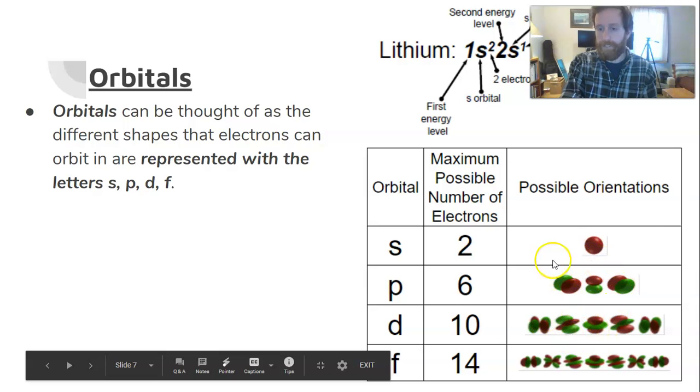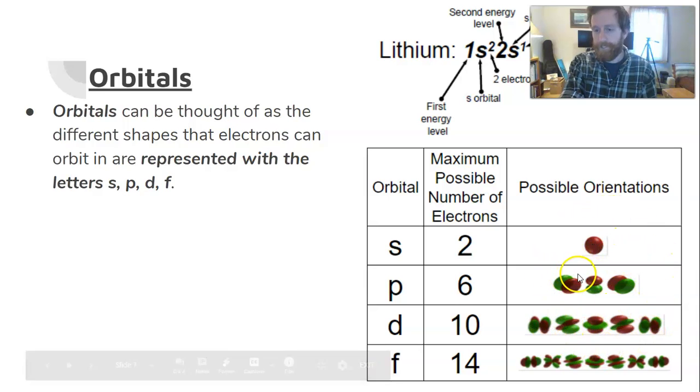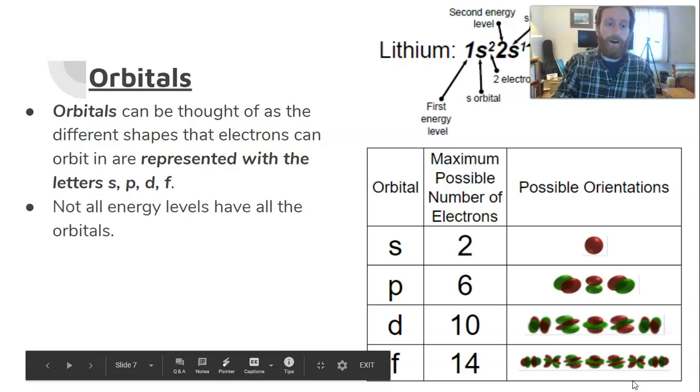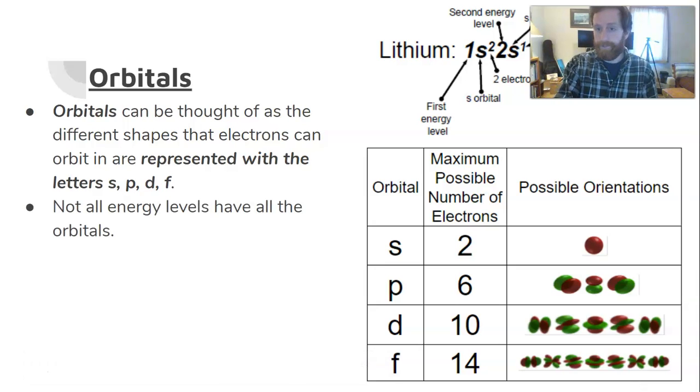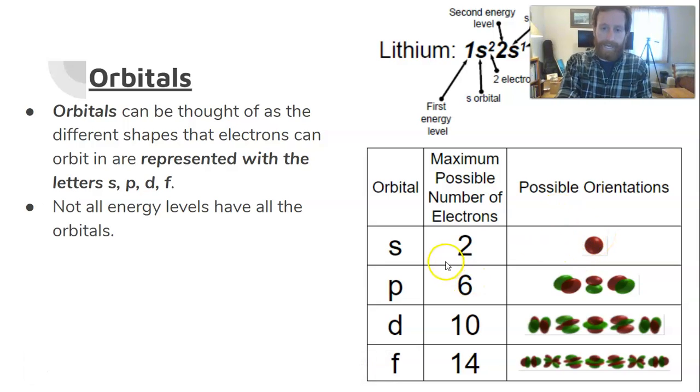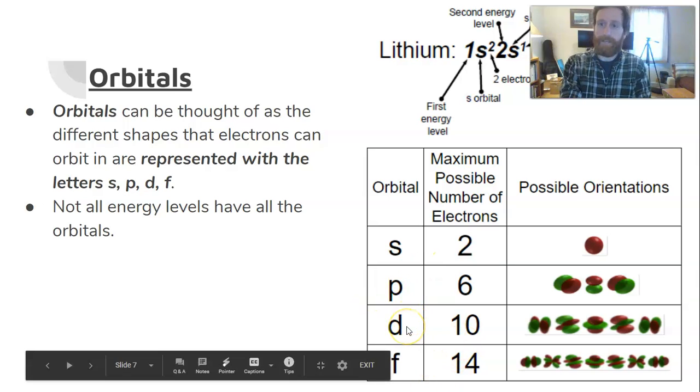And here in this image, you can see those different possible orientations. S is just spherical, but as you move into the other letters, the shapes get more complex. So P I kind of think of as like dumbbells, and then I don't even know what I would call D and F. Not all energy levels have all the orbitals. So for example, the first energy level only has room for the s orbital. As you get to higher and higher energy levels, you start to access more orbitals, more different shapes that can exist.